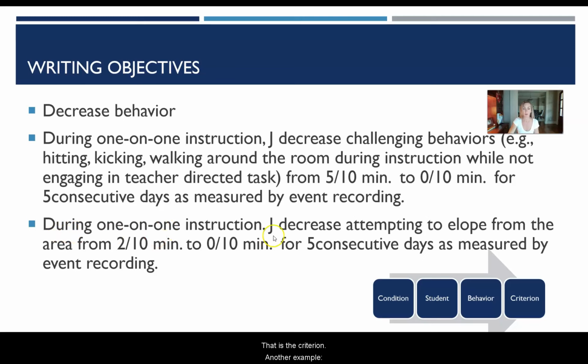Another example, during one-on-one instruction, J will decrease attempting to elope from the area from 2 times per 10 minutes to 0 times per 10 minutes for 5 consecutive days as measured by event recording. So there you have the formula for writing an objective. Once you have your baseline data, you can think about that and write those objectives, and that's what you're going to base your plan on.